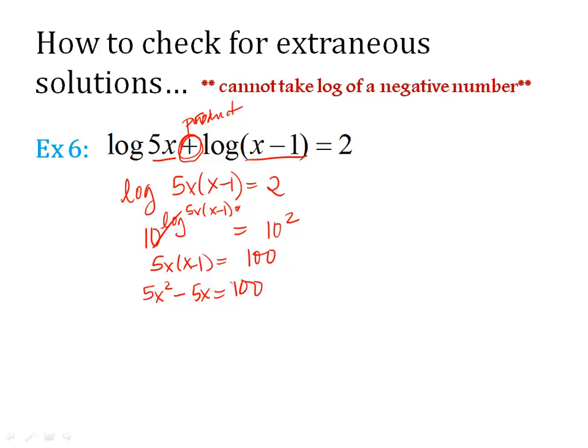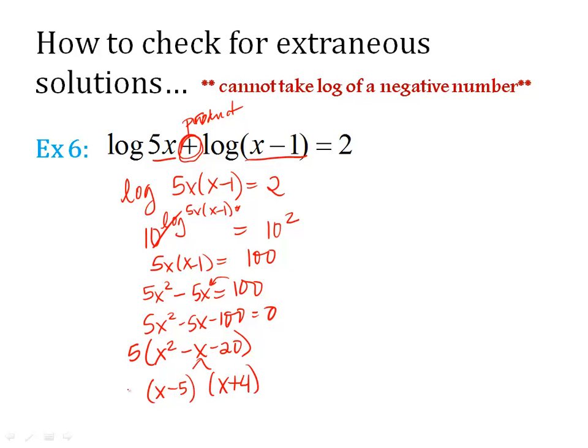All right, so I bring the 100 over, subtract it out, and now I have a quadratic I can factor. First thing I want to do is factor it, reduce it down by taking a 5 out of each term. That gives me x squared minus x minus 20. This I can factor. Hopefully you're beginning to see this. X minus 5 times x plus 4. And if I solve that for x, x would be 5, x would be negative 4. All right, so here's my two solutions.